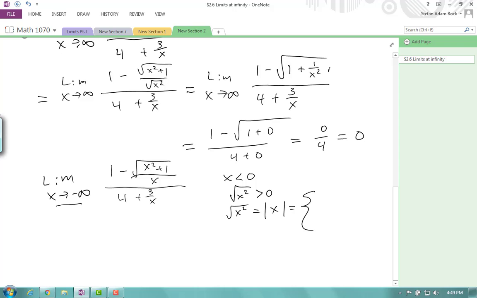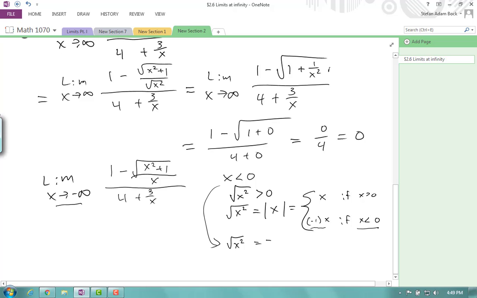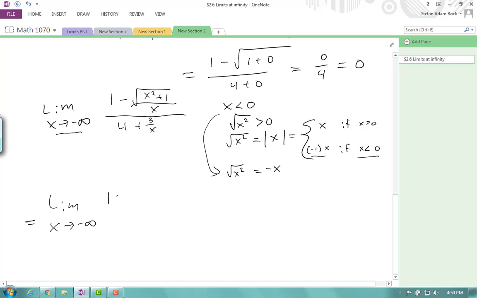So in fact, the square root of x squared is equal to the absolute value of x. And in the long definition of absolute value of x, this is equal to x if x is greater than 0, and negative 1 times x if x is less than 0. Because if x is negative, the absolute value forces it to be positive, essentially by multiplying it by an extra negative 1. So this says that the square root of x squared is equal to negative x. Or I can replace this x with a negative square root of x squared. So I have 1 minus square root of x squared plus 1 over negative square root of x squared, all over 4 plus 3 over x.